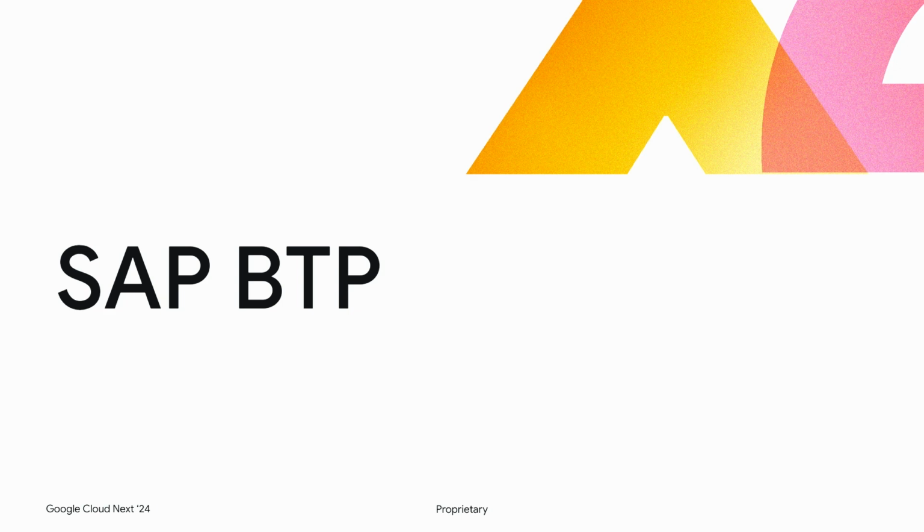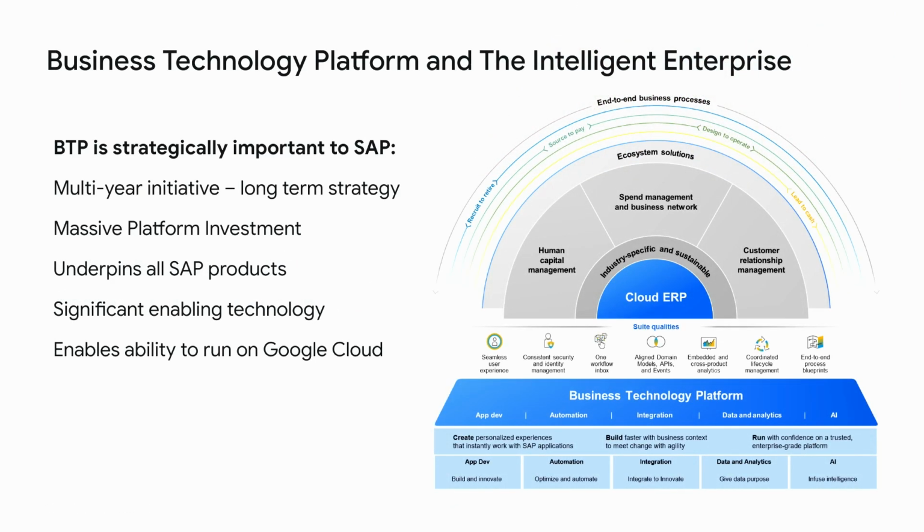So let's first of all talk a little bit about BTP. BTP is a really strategically important platform for SAP. We built an entire platform to underpin every single one of our products. It represents a massive investment that we've put an enormous amount of money into in order to enable our customers to run on top of what we call a hyperscaler abstract technology. It allows us to run on any hyperscaler. It's what enables us to run on top of Google.